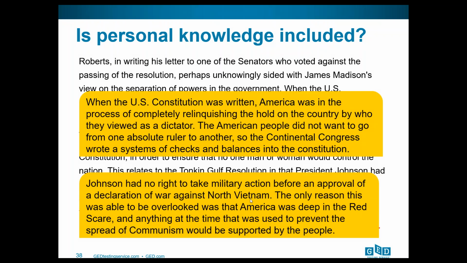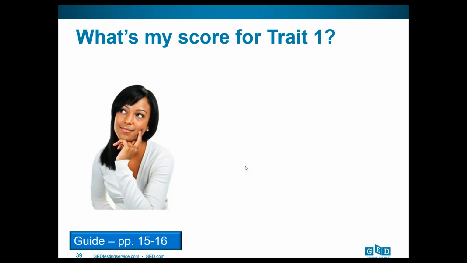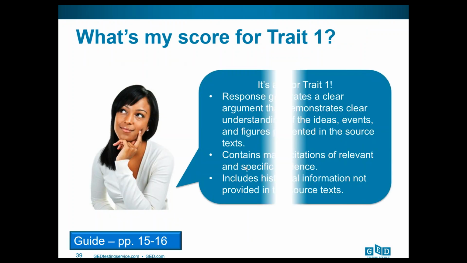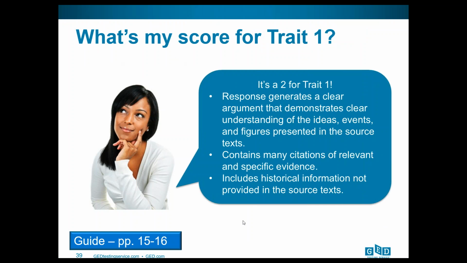So what would you score this student? Well, this student does get a 2 for trait 1. This particular response, as you looked at it and at those individual pieces, generated a clear argument. It was obvious the student understood how those ideas and events were all connected in the source text.